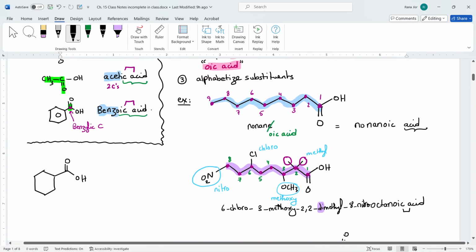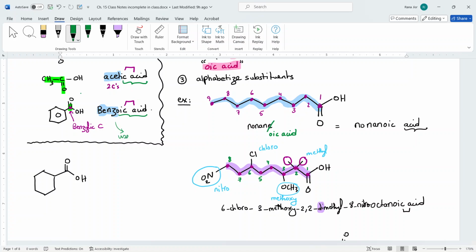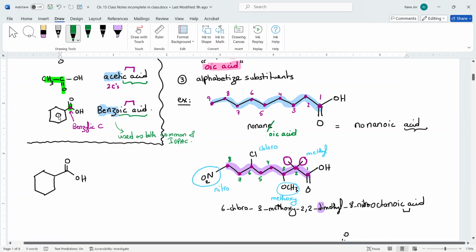Okay. Now there's a big difference between a benz, which is a benzene connected to a carbon, and the cyclohexane that is connected to a carbon. Benzoic acid, by the way, is used as both IUPAC and as common. So you can go ahead and put this as a note that benzoic acid, this one is used as both common and IUPAC. Okay, so the name will be the same thing. If I want to name it in IUPAC, it's going to be benzoic acid as well.